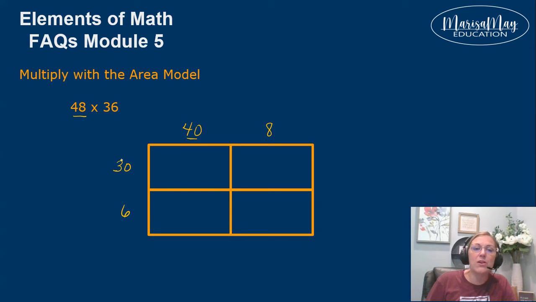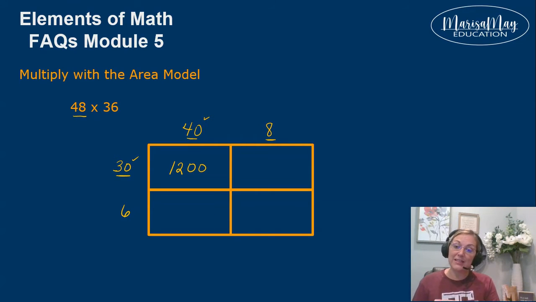So I'm doing 40 times 30. Now, you're going to find students can easily do this by doing 4 times 3. That gives them the 12. And then, of course, you need the 2 zeros that you had there. Now you'll multiply the 8 times the 30 to fill the box that's on the upper right corner. So 8 times 3 again gives you 24, and you need 1 zero for this.